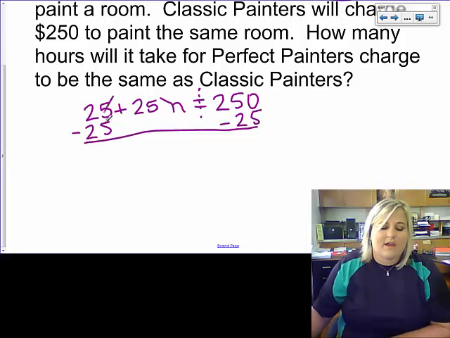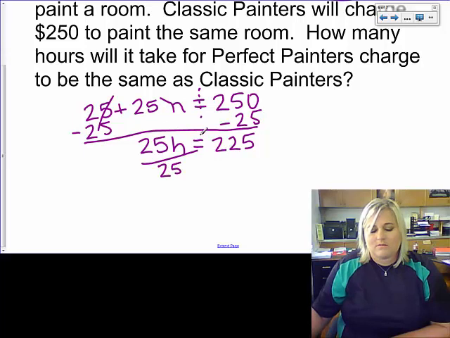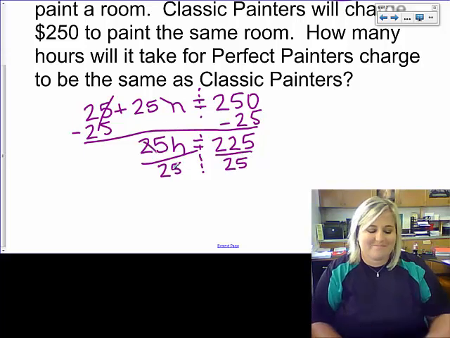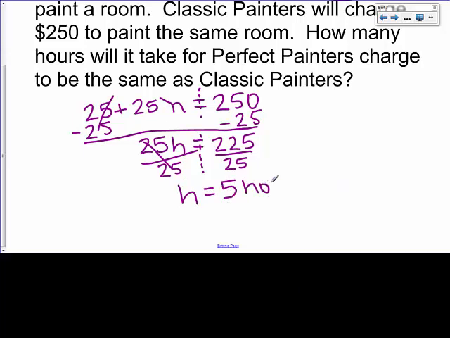This will cancel, so I have 25H equals 250 minus 25 gives me that 225. And now I need to get H by itself, so I have to divide because right now they're being multiplied, so dividing is the opposite. What I do to one side of the equal sign, I must do to the other side. It has to be exactly the same. So 25s will cancel and I get H equals 5, and I'm talking about hours.